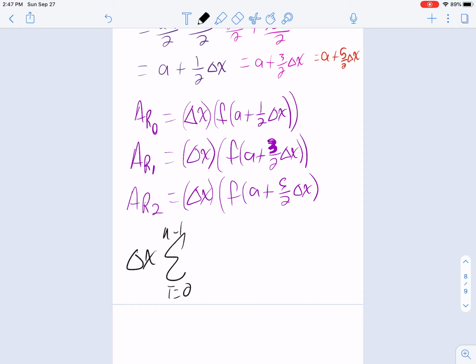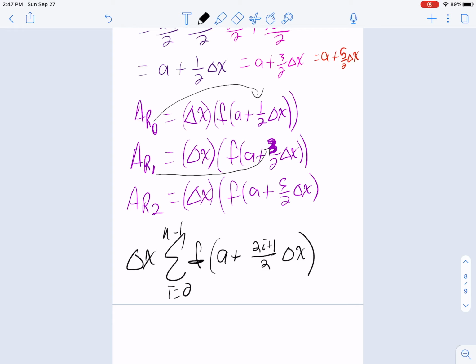And how do we do it? Well, there's kind of two different ways to do it. We can think of this as f of A plus. When I plug in 0, I have to get 1. When I plug in 1, I have to get 3. When I plug in 2, I have to get 5. That's 2i plus 1 over 2 times delta x. Okay, right? So there is one method for it. That's just exactly pattern matching.